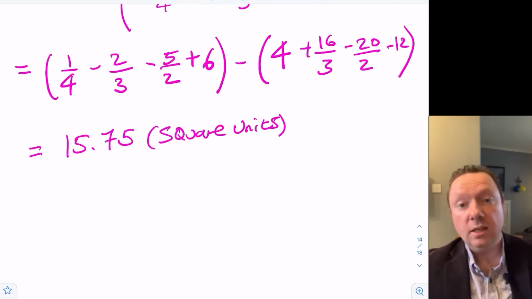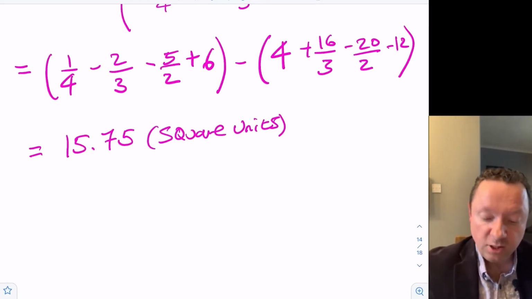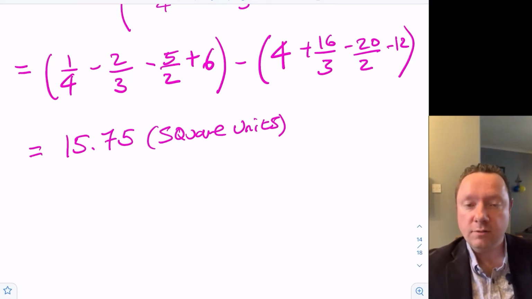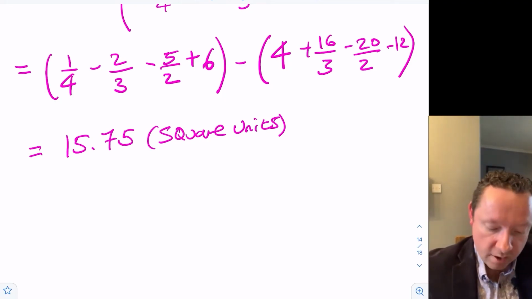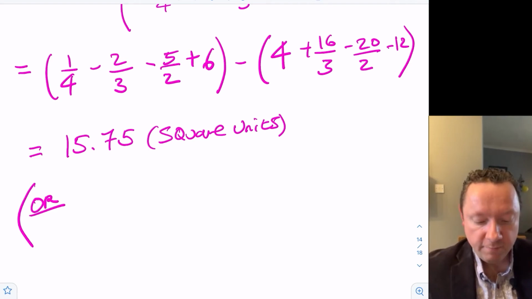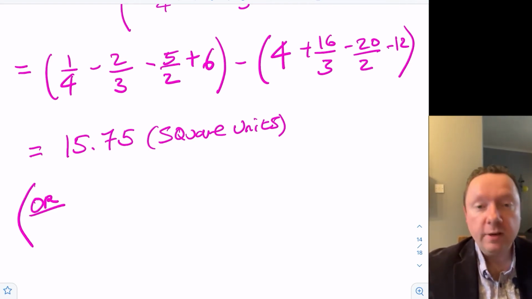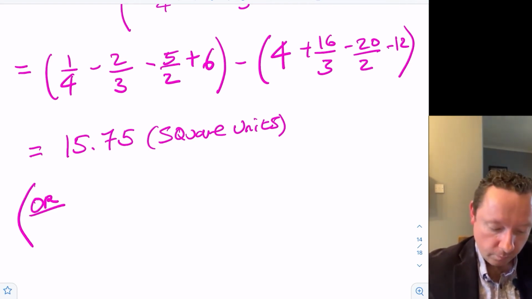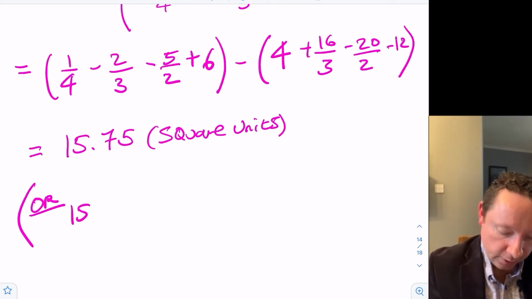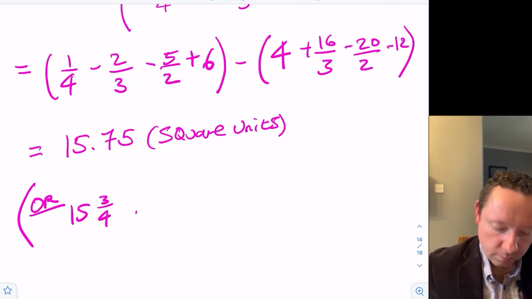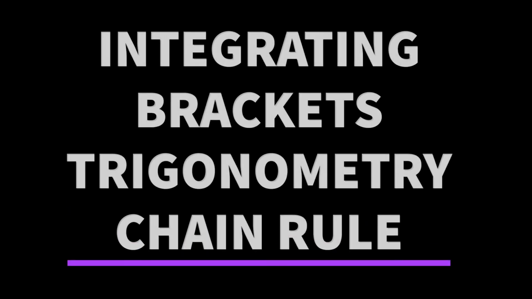15.75 is a fine answer. You can leave it as a decimal, that's completely fine. If you'd done it without a calculator, or your calculator gives you answers in fractions, you may have got an answer of 15 and 3/4. Or 15 fours is 60 plus 3 is 63, so 63 over 4 would be another answer.